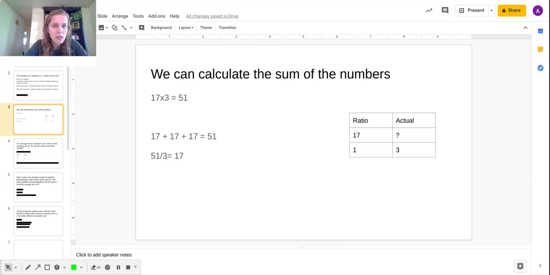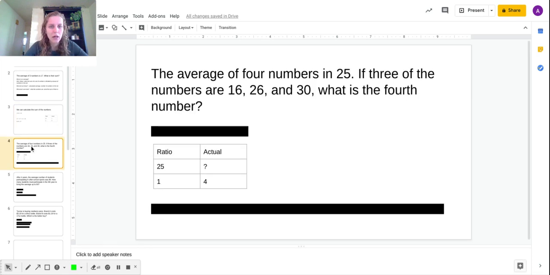Anyway, these might seem challenging, but the math is very simple. You just have to figure out where the numbers go, and how we are going to manipulate them. Okay, so the average of four numbers is 25. So if three of the numbers are 16, 26, and 30, what is the fourth number? Okay, so in our last problem, actually, let me just draw that out for us.